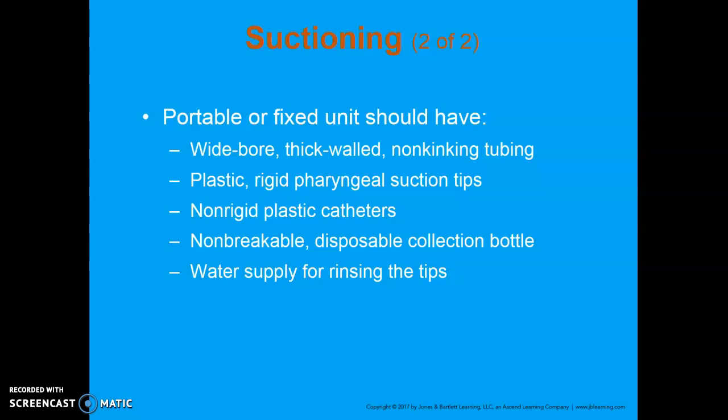So a portable or fixed unit that is not manually controlled should have a couple of parts to it. So you should have a wide bore, thick-walled, non-kinking tubing. You should have a plastic, rigid pharyngeal suction tip. So pharyngeal just indicating where it's going to go. You should have a non-breakable disposable collection bottle. Usually it's a relatively large bin. And once you put a whole bunch of nasty stuff in there, you don't want it to break. So you want it to be pretty strong. And then you should have some sort of water supply for rinsing the tips. Typically, we use saline just to clear the tip out so that it doesn't get obstructed and it can keep doing its job.